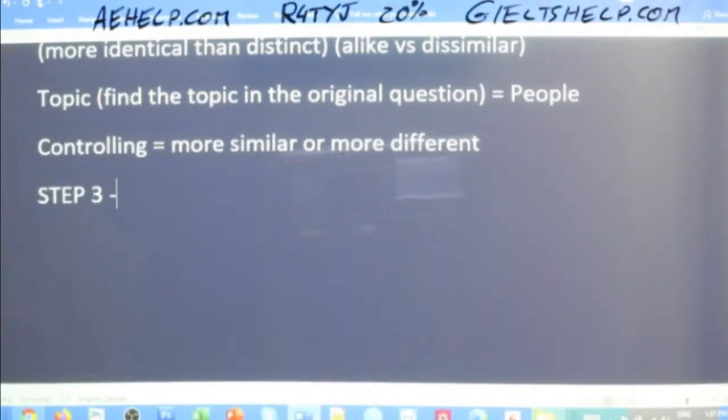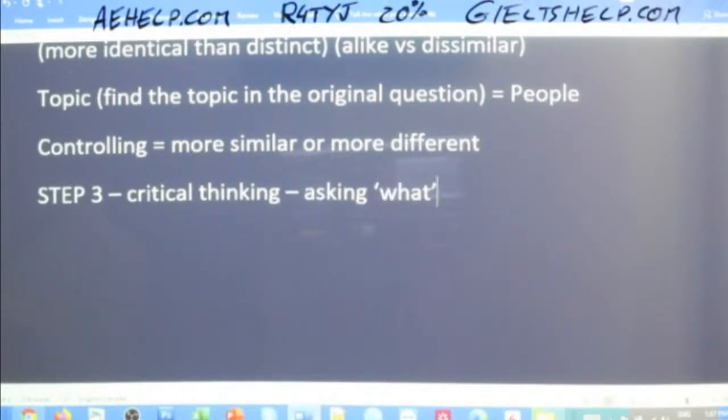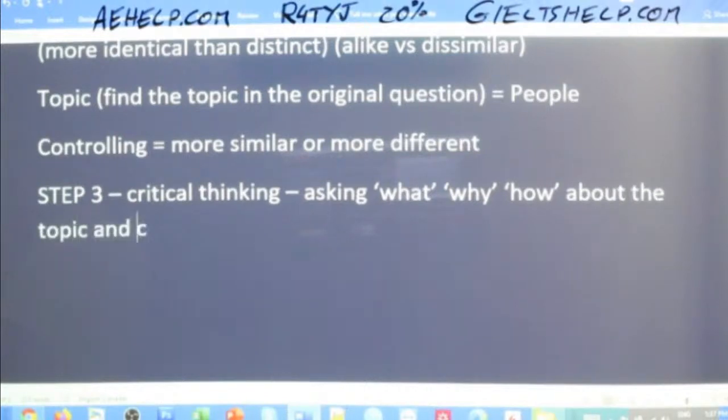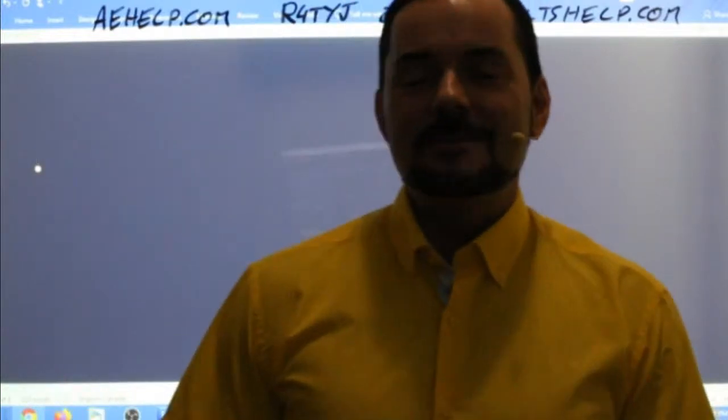This would be step three, right? Critical thinking means asking what, why, and how about the topic and controlling idea. Okay, so here, what would be the first question? So what do I need to ask? Yeah, Baekjeon, very good. Keeping it simple.